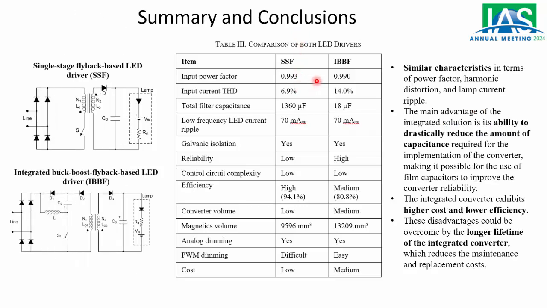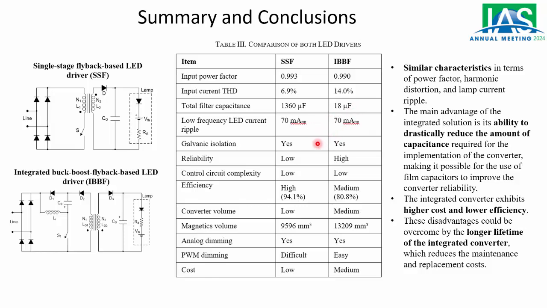Here we have a more detailed comparison in terms of input power factor. So they are very good, both of them. The distortion at the input is a little bit lower in the case of the single stage converter, but in any case is small in both of them. The total filter capacitance is much smaller in the case of the integrated buck-boost converter, so this is an important advantage. We can use film capacitors very easily.